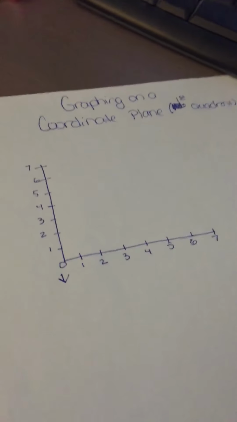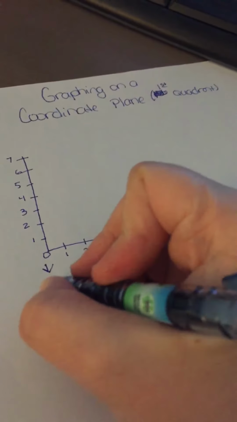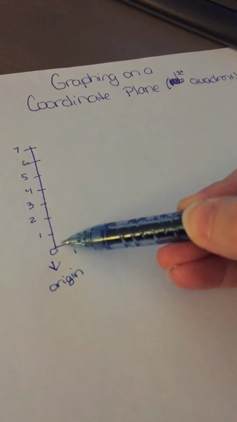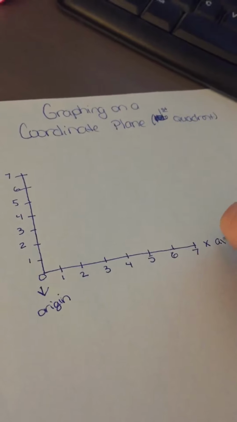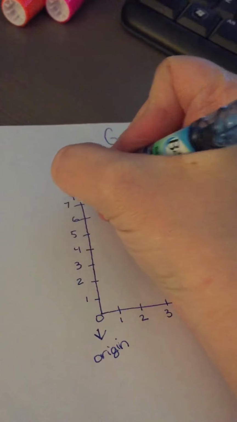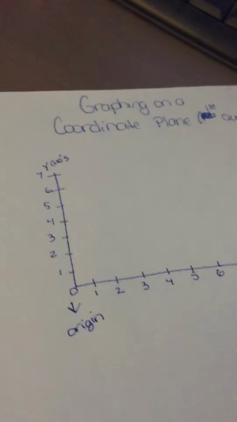First, reminding ourselves that the 0 point here is our origin, and that has a location of 0, 0. My horizontal axis here is my x-axis, and my vertical axis here is my y-axis.